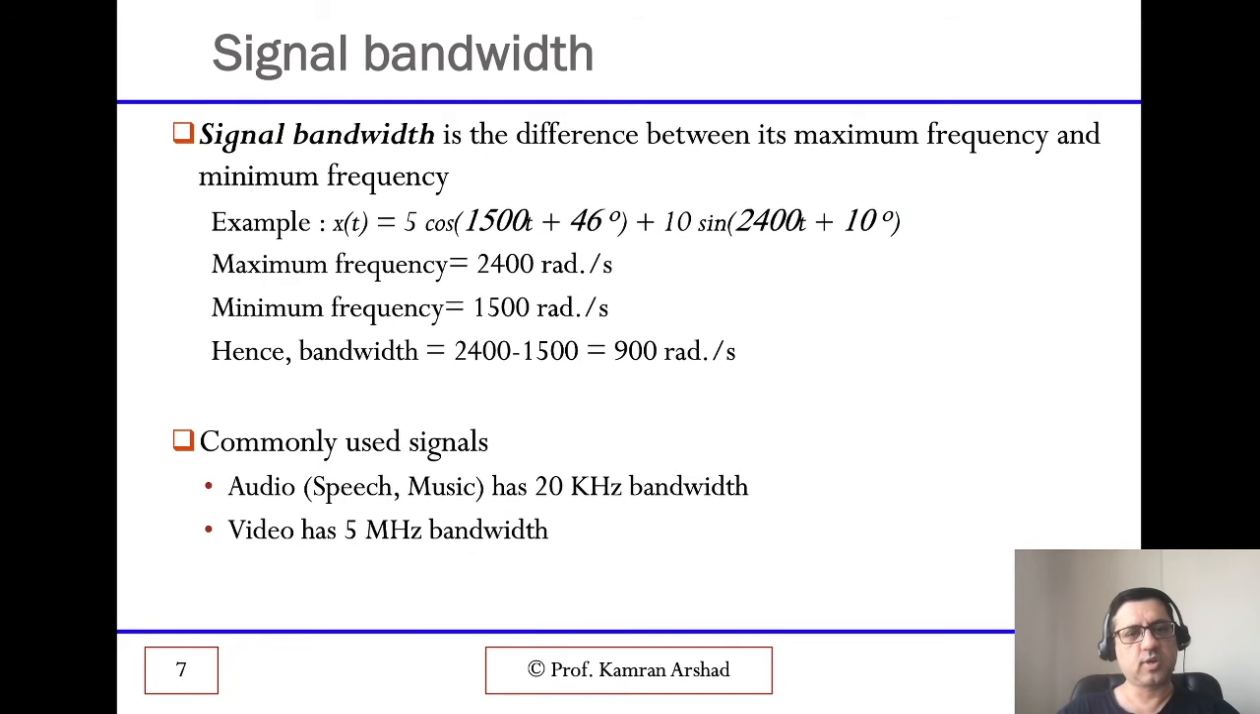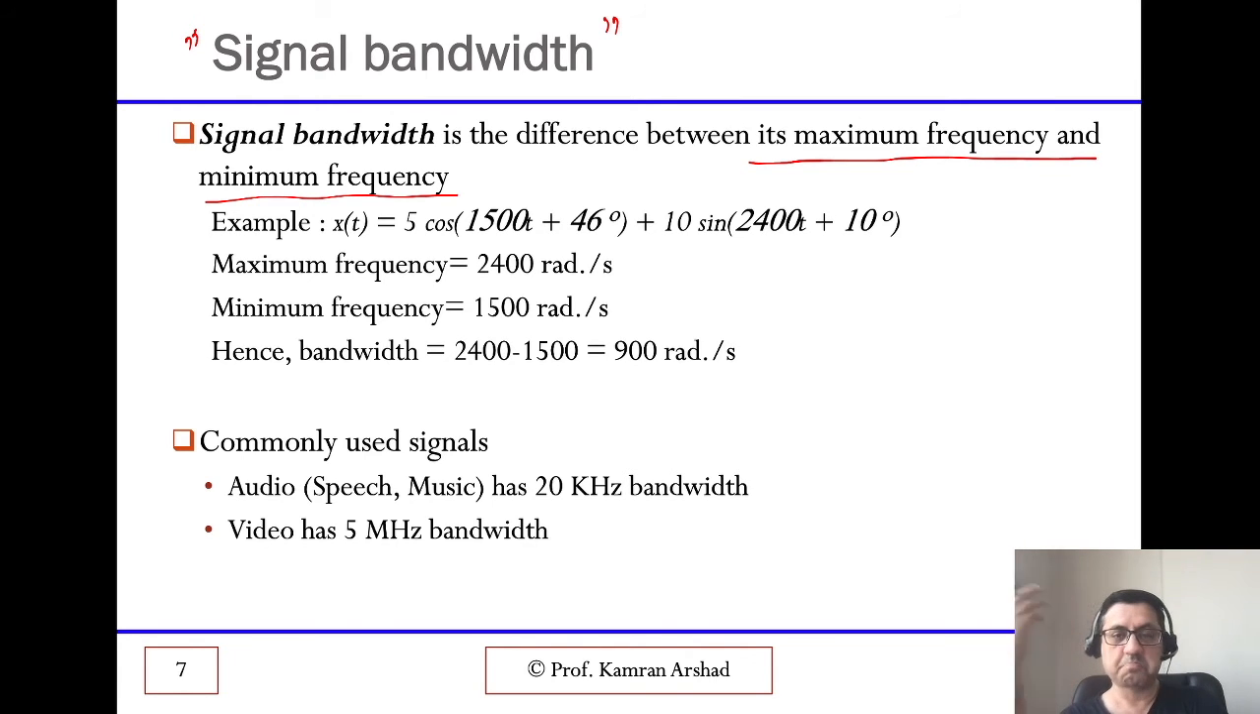Before we go to the Fourier transform, one quantity I would like to define here is simply signal bandwidth. Now what is bandwidth? The bandwidth of a signal is the difference between its maximum frequency and its minimum frequency. This is simply what we call the bandwidth of a signal. I think this word is very common.